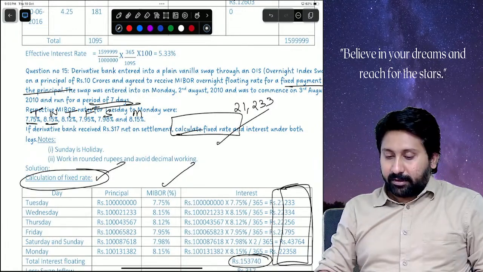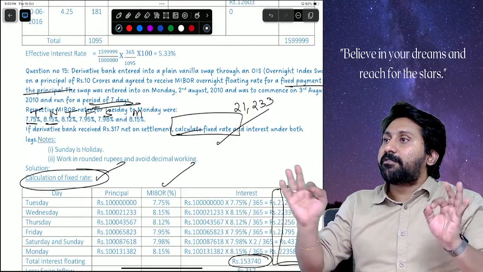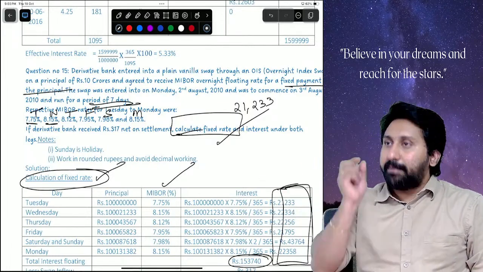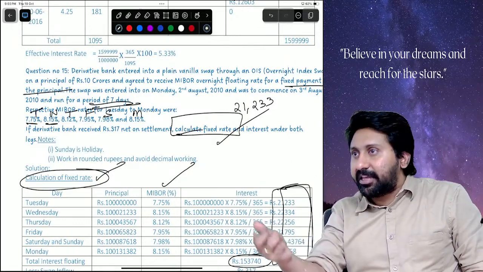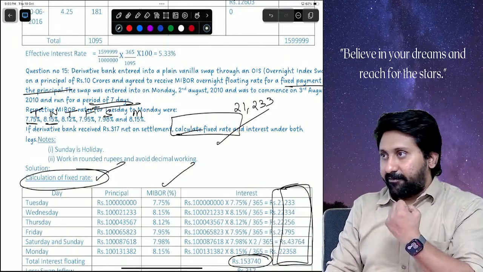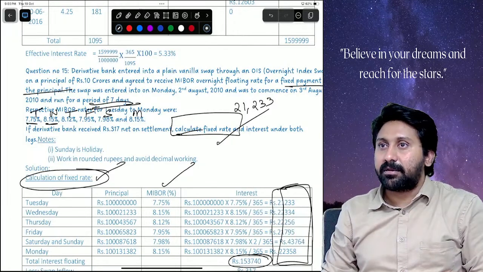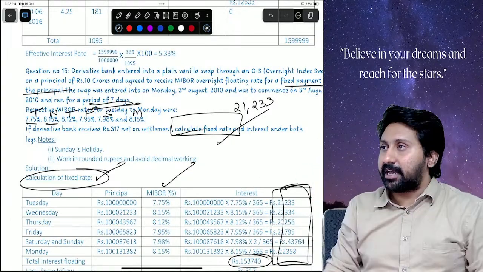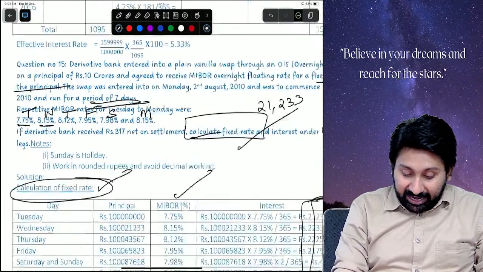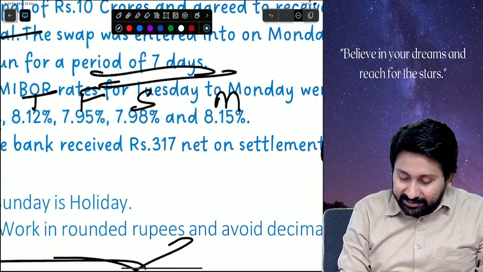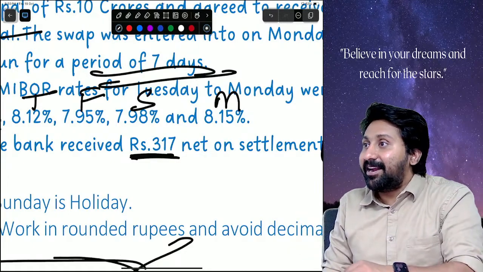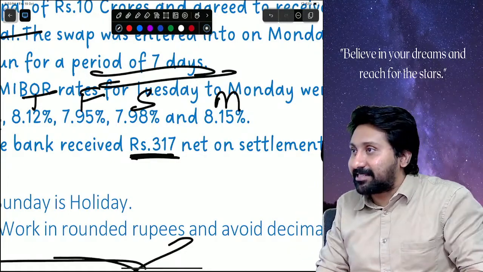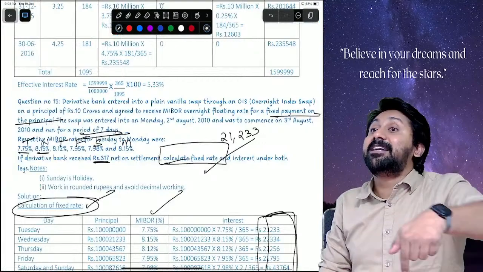Tell me, first tell me, I am exchanging what with what? I am exchanging fixed with the floating. Means I am receiving floating and I am giving the fixed. Listen, did I gain or lose? Listen, I gained 317 rupees. I gained 317. Reverse question he asked. He didn't ask what is your LIBOR rates now. He is asking what is the fixed rate.